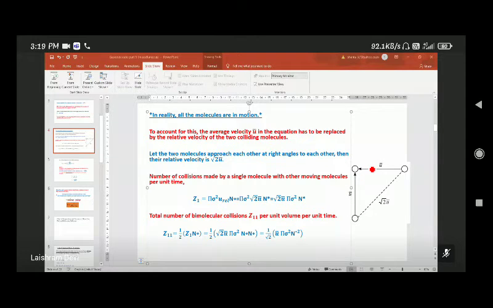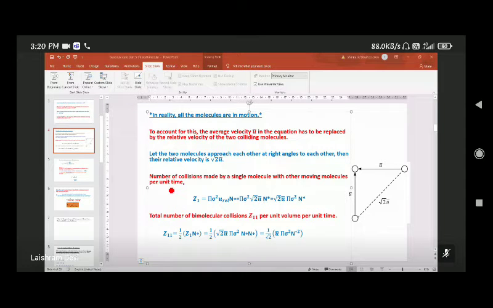ठीक है, sorry for these tilted lines. Okay, so in this particular case, when the two molecules are moving perpendicularly to each other, the relative velocity is given by this hypotenuse. This is root 2 u bar. So इसलिए जहाँ पर हमने u bar लिखा था, that has to be replaced by u relative. Otherwise, the formula is as it is.